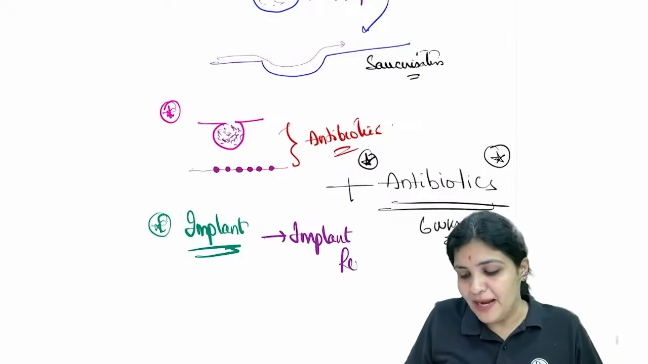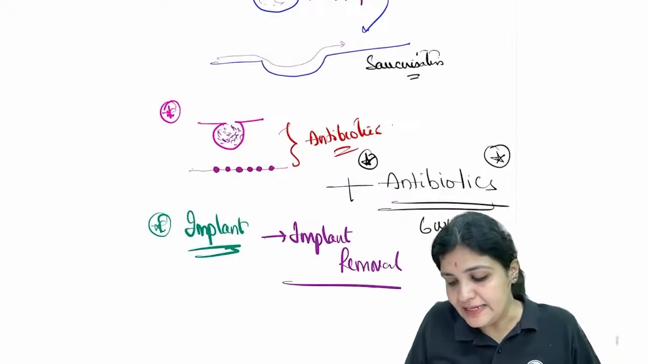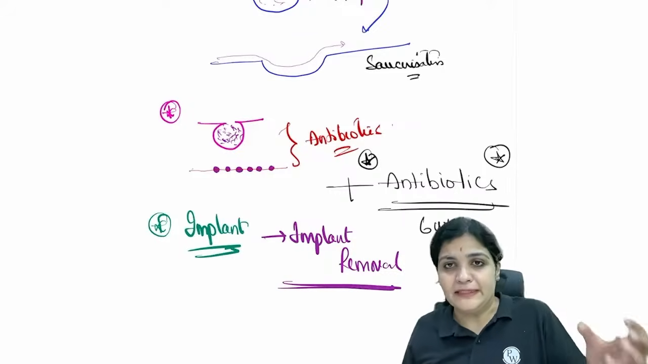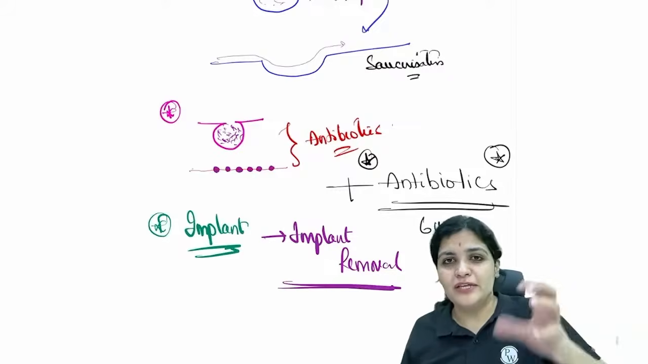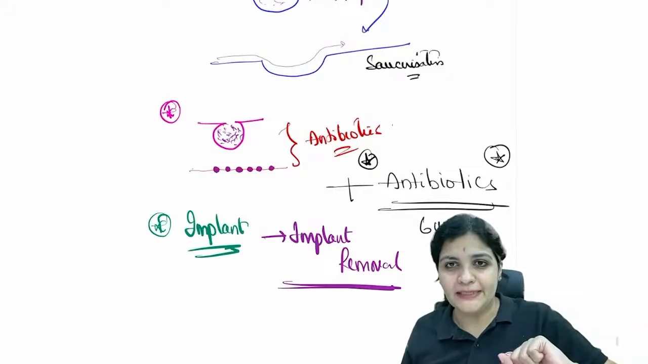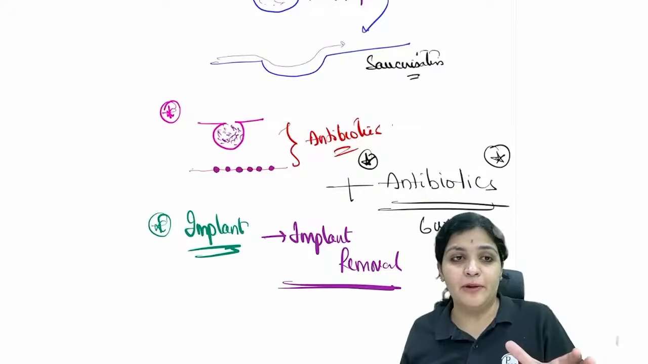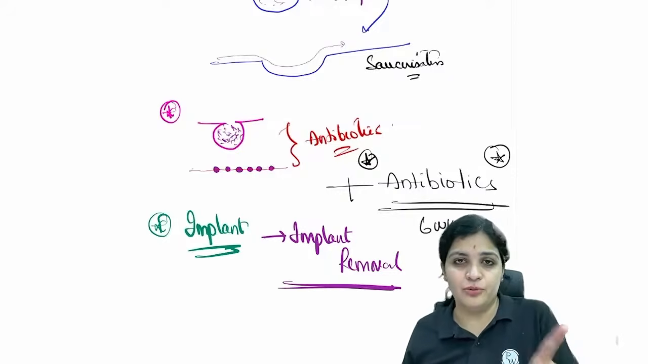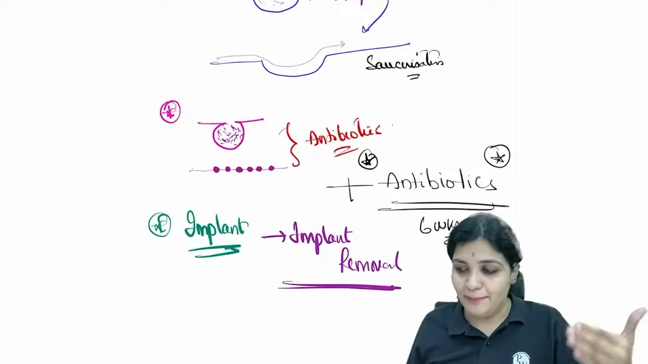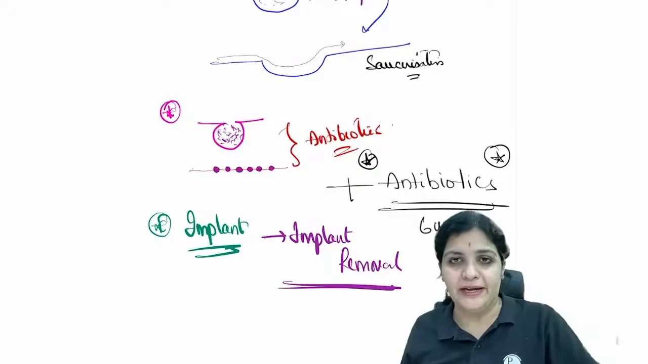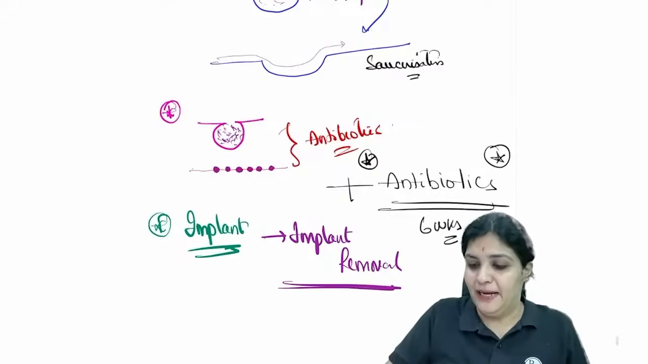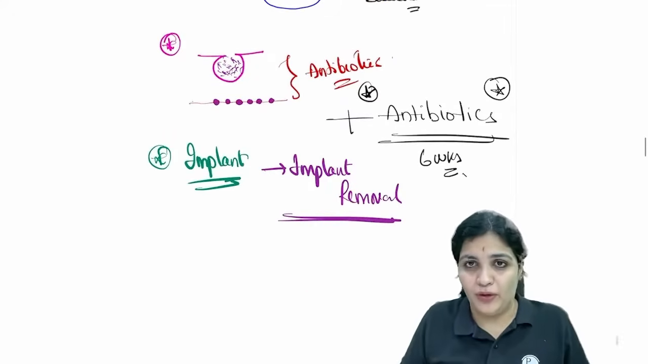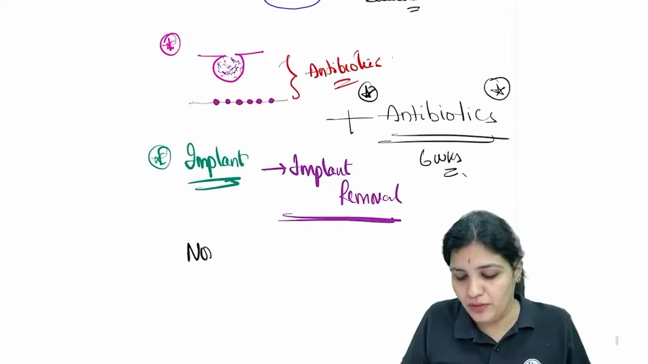This implant will again act as a nidus and will not allow the bacteria to reach the bone. I mean, will not allow the antibiotic to reach the bone. So this implant will act as a nidus for the bacteria, and it will also resist antibiotic penetrance. So the first thing we have to do is remove the implant. Whenever the bone is infected with the implant present inside, the first thing you do is remove the implant.